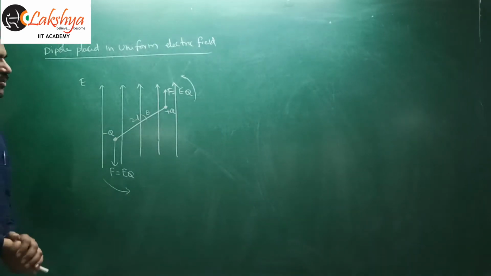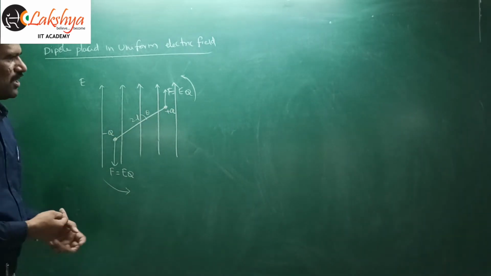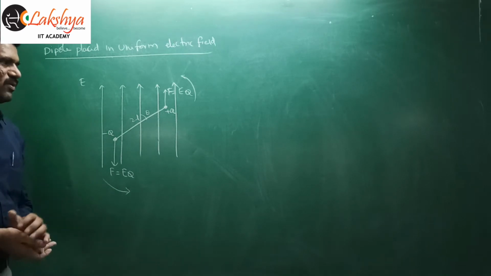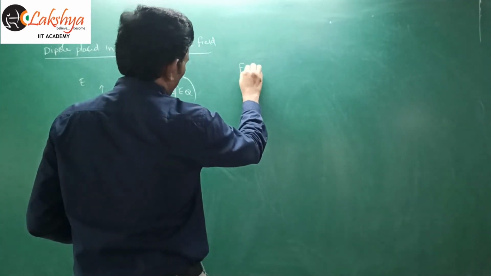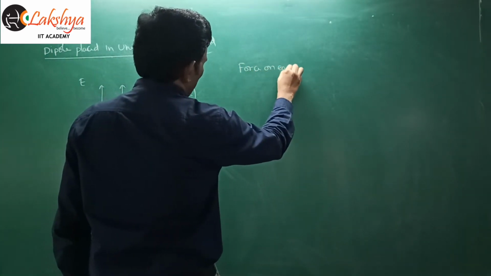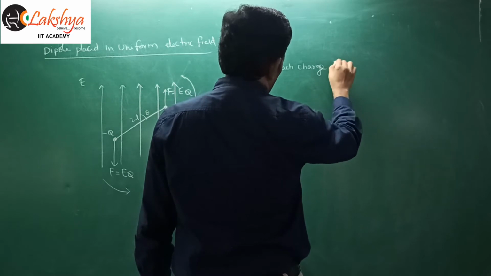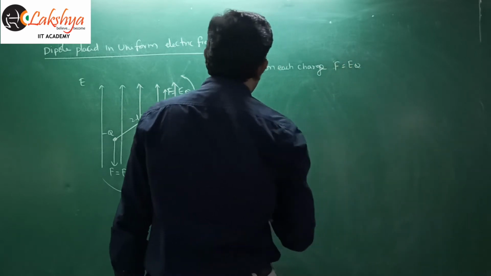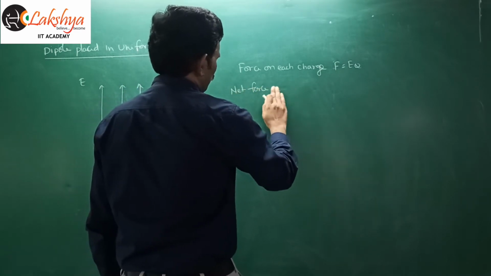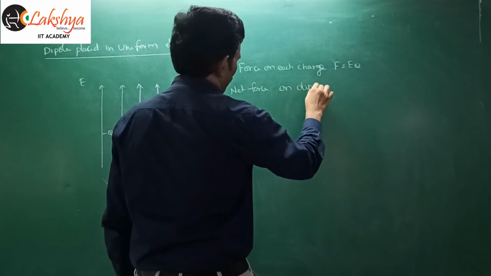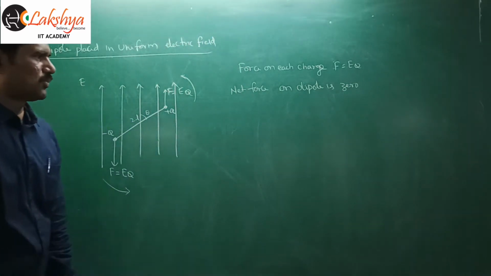The couple is nothing but two equal and opposite forces. So these two equal and opposite forces producing the turning effect in the same direction, and so we can call them a couple. And now we need to calculate the moment of this couple. So the force expression first I am writing here. Force on each charge is F equal to EQ. Net force on dipole is 0. That is an important point here.